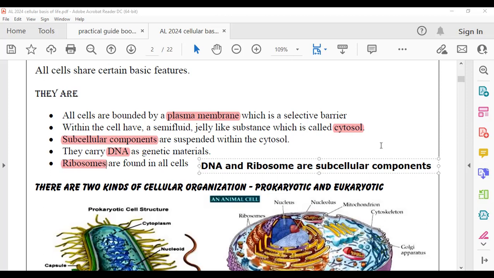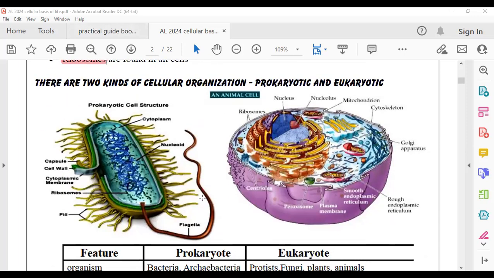Yes, sir. Passing that portion, we are coming to an important site. In this place, we will be learning lots of details. In the cells, there are two types of cellular organizations. What are the two types? One is called prokaryotic organization. The next one is called eukaryotic organization.